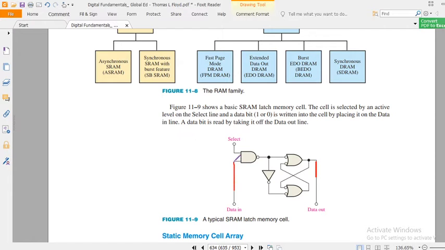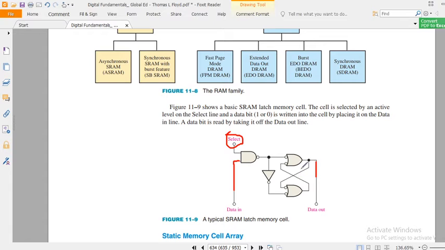want to write. We have to supply the data on this line, and this select line selects this particular cell. If this line is enabled, this will select this particular cell, and then whatever you want to write or perform the read operation can be performed on this memory cell. Okay, so this is the fundamental memory cell that we can see here.